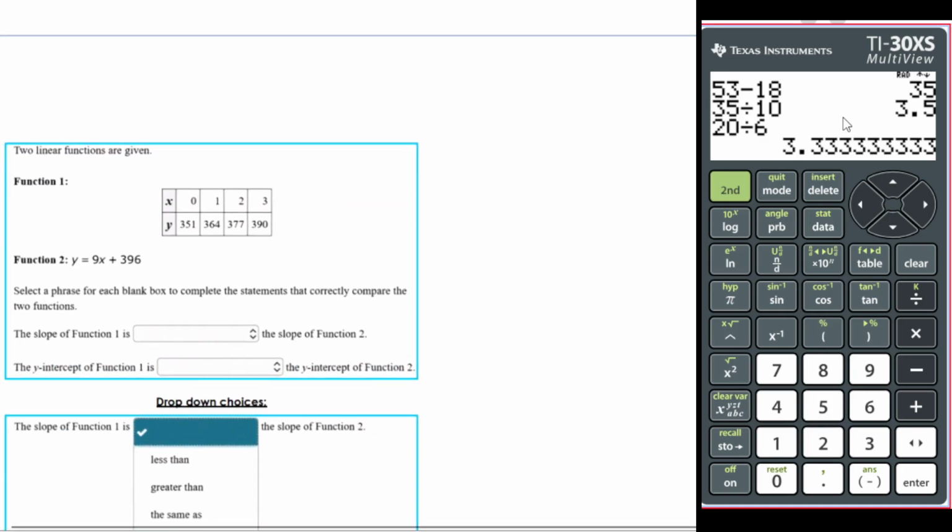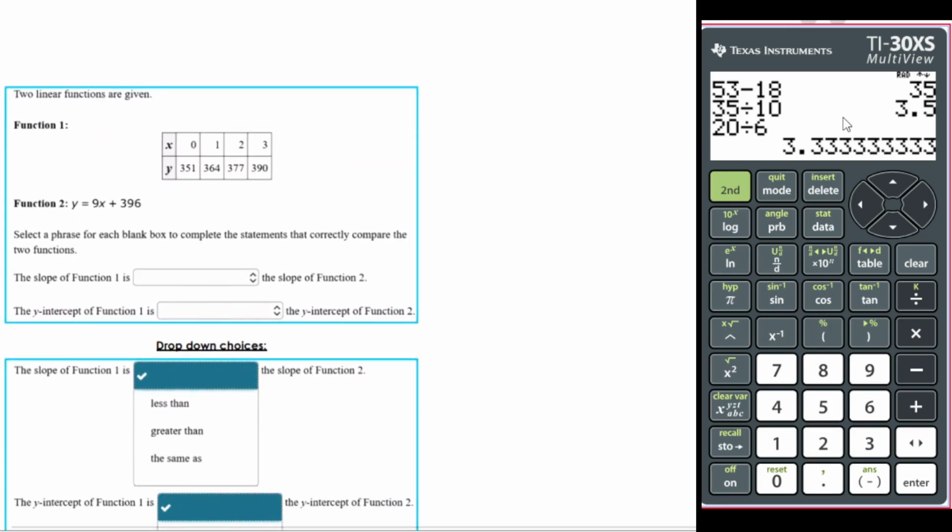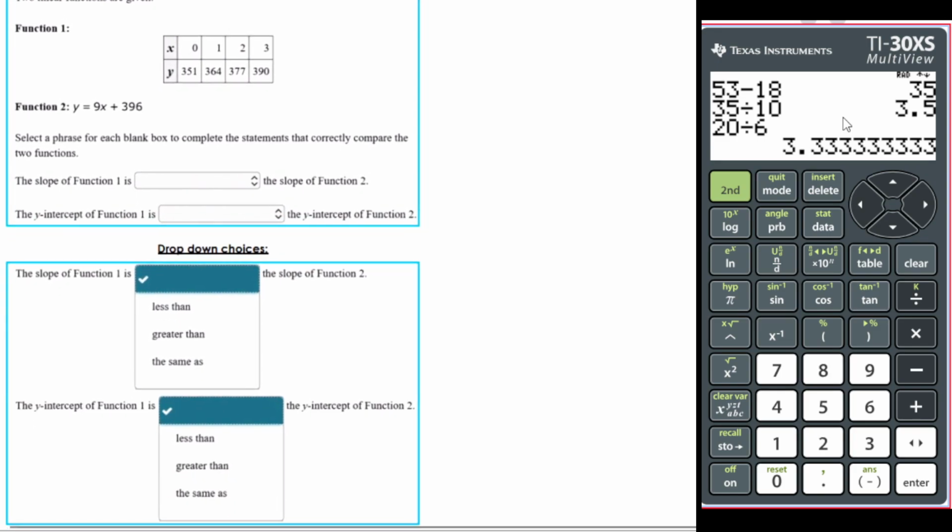All right, next question. Two linear functions are given. They give you a table of values and they give you an actual equation. Select the phrase for each blank box to complete the statements that correctly compare the two functions.